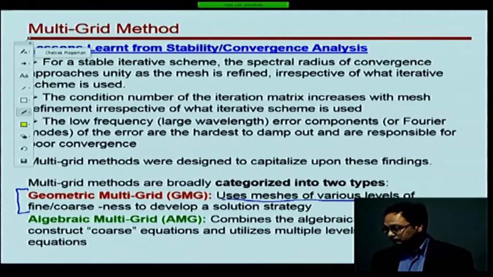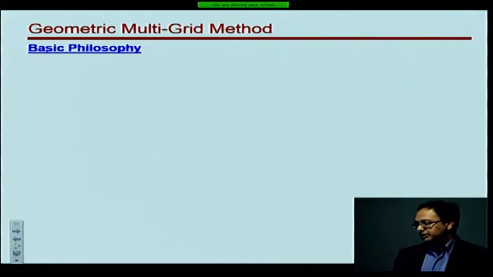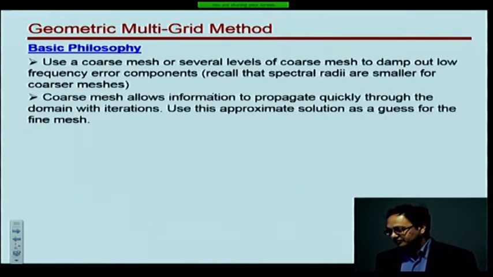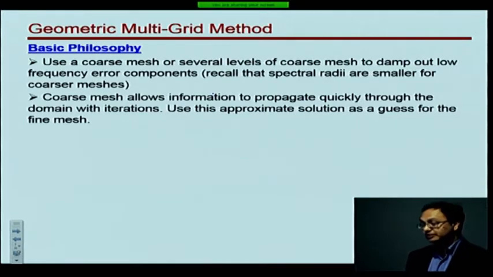So let's talk about the geometric multigrid. What's the basic philosophy? The basic philosophy is to use a coarse mesh or several levels of coarse mesh to damp out the low frequency error components preferentially, in a sense, because we know that that's what's holding up convergence.